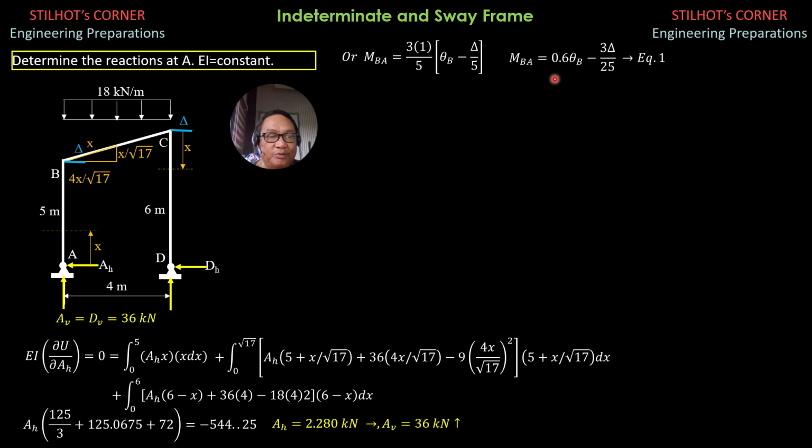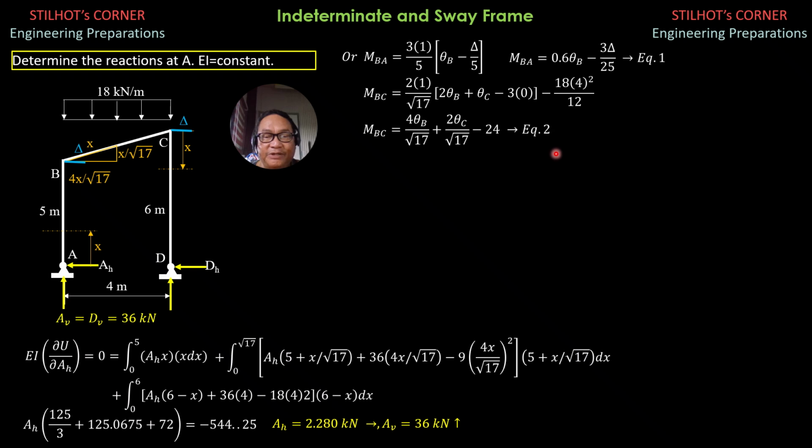MBC is equal to 2 times 1 over square root of 17, then quantity 2 theta B plus theta C minus 3 times 0. There's no sidesway as I said. Then minus 18 times 4 square over 12. So that's negative 24. Simplifying, 4 theta B over square root of 17 plus 2 theta C over square root of 17 minus 24. Call that equation 2.